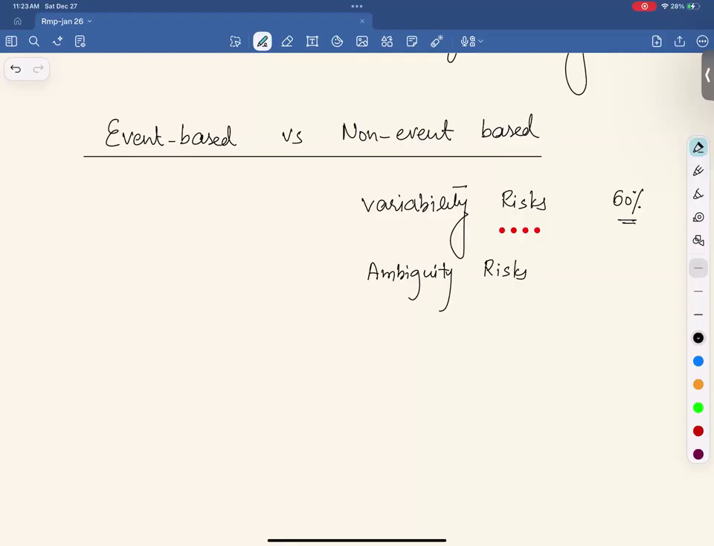This is just variation. Nothing happens, right? You just take the test, and the test result varies among students. This is called variability risk, uncertainty or variation in numbers. No event is happening, nothing is happening, right? It's just the variation in numbers. That is called variability risk. Is it clear, everybody? You understand? Any confusion? How is variability risk a non-event based risk?